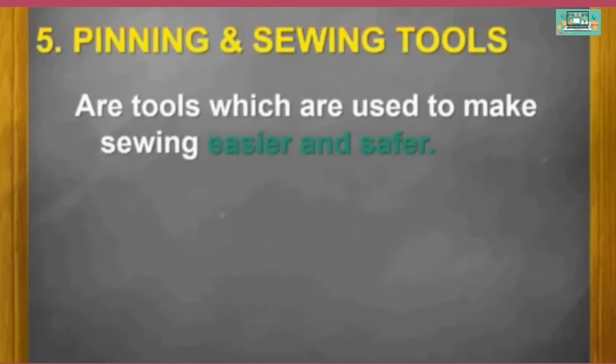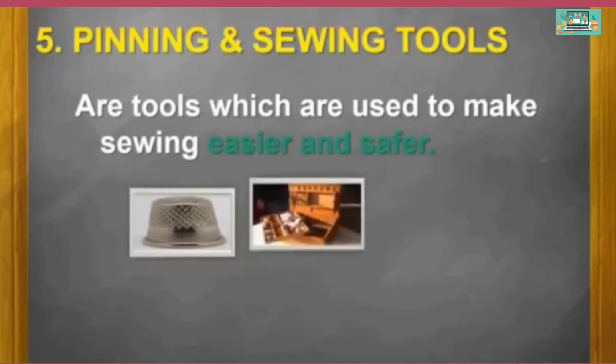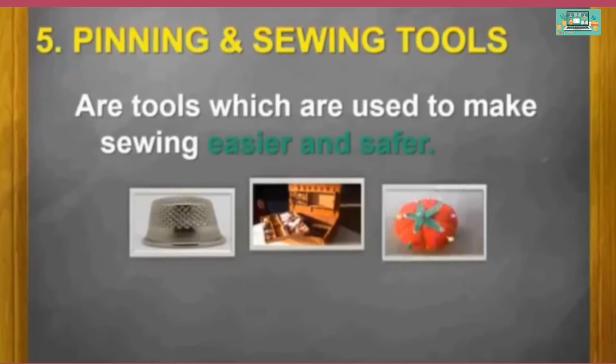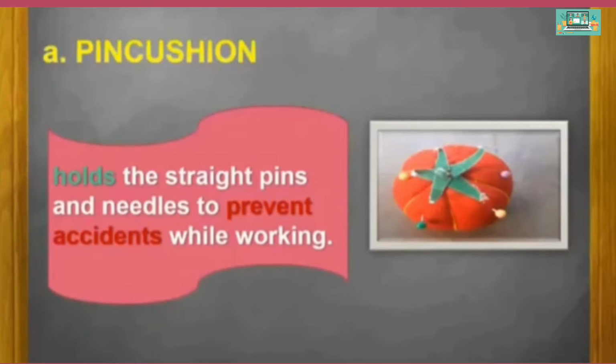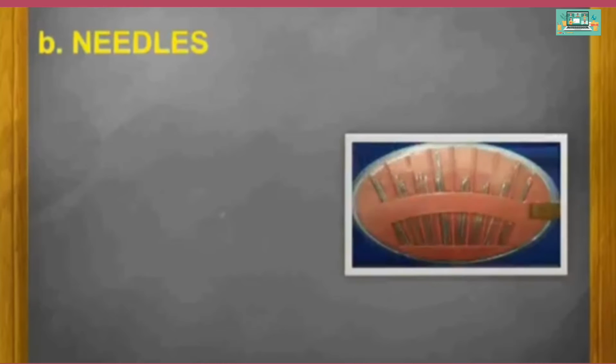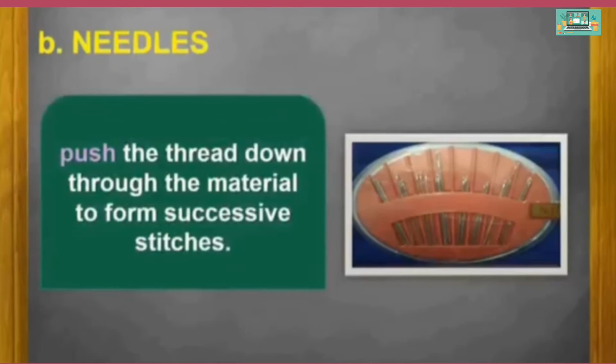The fifth classification is the pinning and sewing tools. These are tools which are used to make sewing easier and safer. Pin cushion. A pin cushion holds the straight pins and needles to prevent accidents while working. Needles. Needles push the thread down through the material to form successive stitches. Various fabric weights require different needles, especially for sewing machine needles.